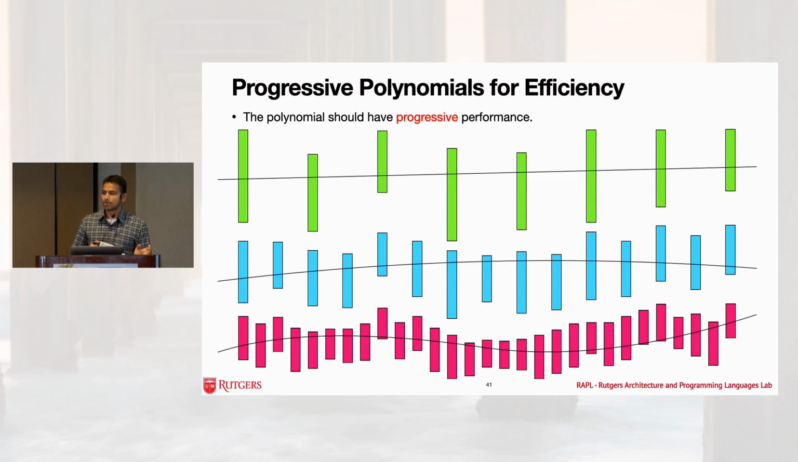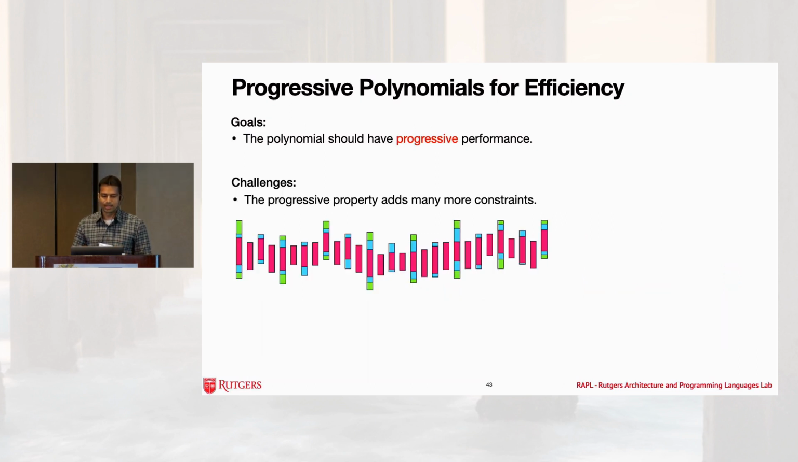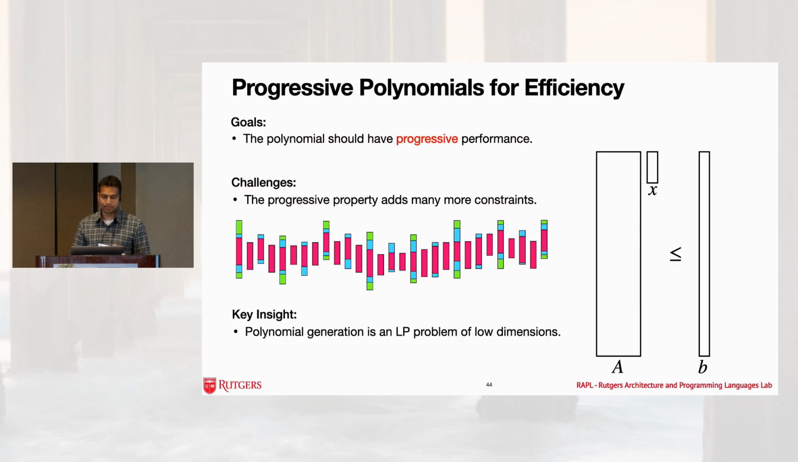So our goal was to design polynomials that give progressive performance. That means lower bit representations use only the first few terms during polynomial evaluation, making them faster to evaluate than larger bit width representations. The main challenge this poses is that lower bit width representations give rise to many more constraints, potentially billions of constraints. And this is beyond the reach of standard solvers for linear programs.